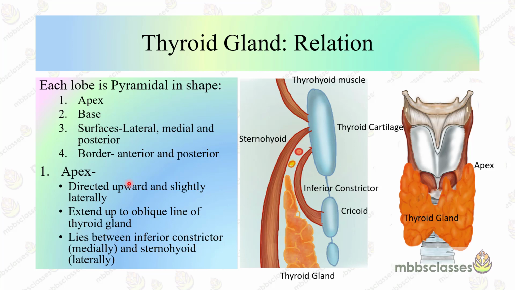So if you see the relation of the apex of the thyroid gland, this is the apex of the thyroid gland. This apex is directed upward, slightly oblique, and it goes up to the oblique line of the thyroid cartilage. And if you see the relation of the apex, it lies between the inferior constrictor, which is located on the medial aspect of the apex, and the sternohyoid muscles, which are located on the lateral aspect. And this apex, superiorly, is related to the superior thyroid artery and the external laryngeal nerve.